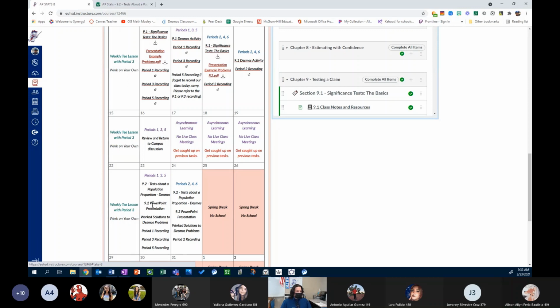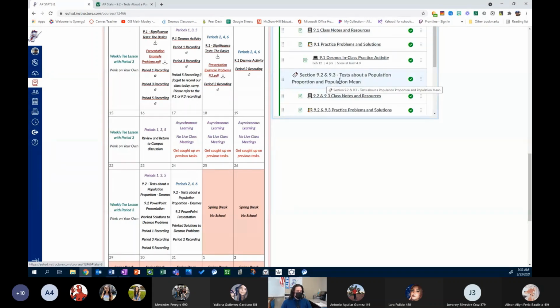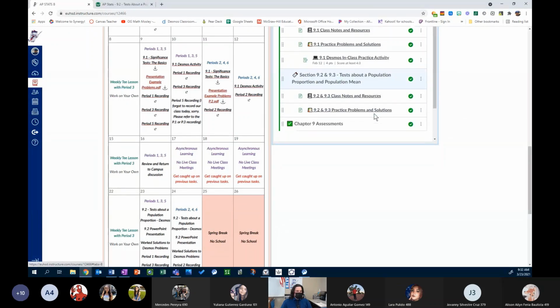I will link the PowerPoint presentation stuff from the textbook slides that I use sometimes, along with this Desmos activity, in our calendar here. The Desmos activity will also be in the section 9.2 stuff in the module, which also has the study guides for section 9.2 and 9.3 and practice problems and solutions for 9.2 and 9.3. Those are all updated. I have not made the assessments yet because we're just not ready for them. But I will get there. I'll probably have them made over spring break.